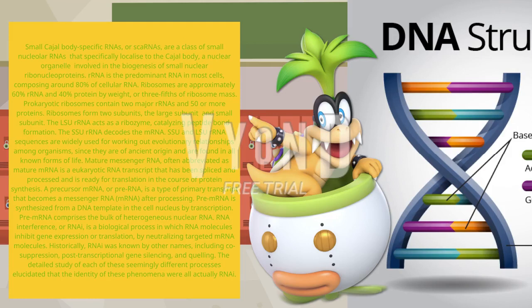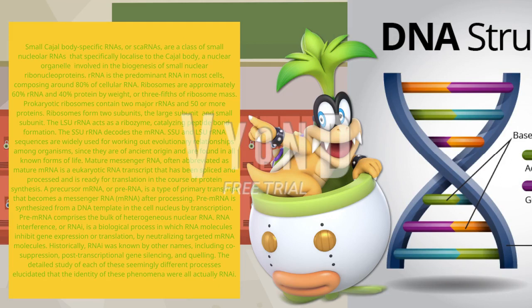Small Cajal body-specific RNAs, or scaRNAs, are a class of small nucleolar RNAs that specifically localize to the Cajal body, a nuclear organelle involved in the biogenesis of small nuclear ribonucleoproteins. rRNA is the predominant RNA in most cells, composing around 80% of cellular RNA.